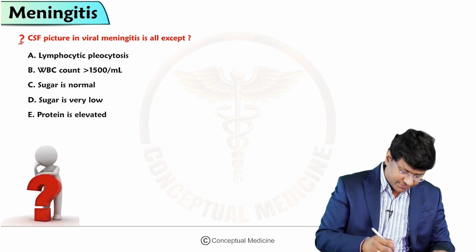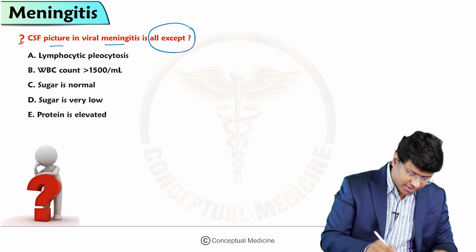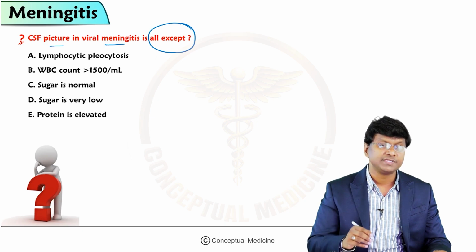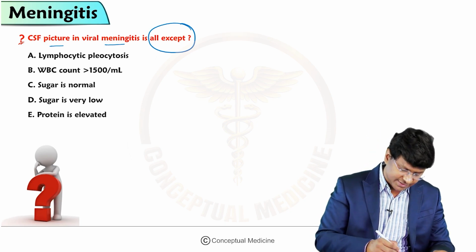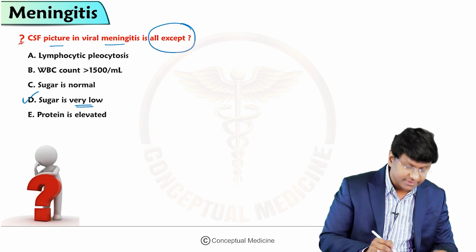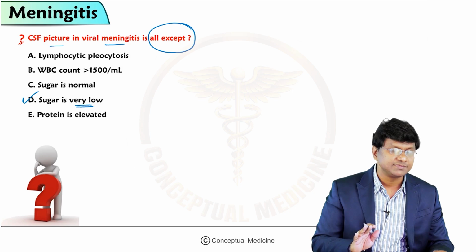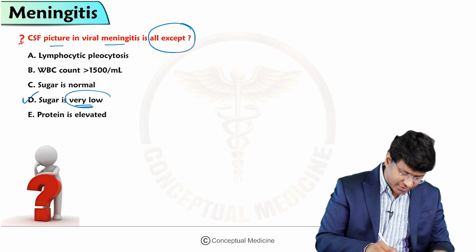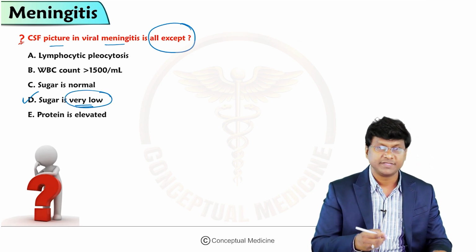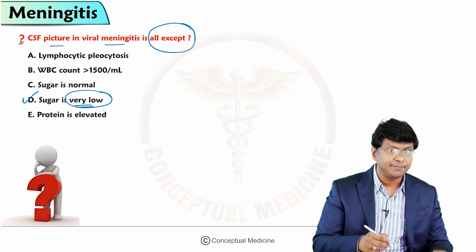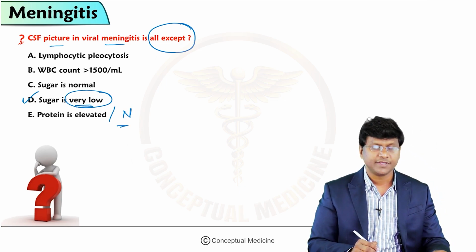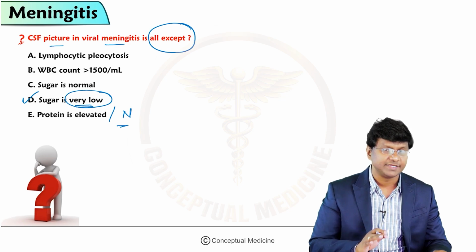Right? And next question. The CSF picture in viral meningitis is all except lymphocytic pleocytosis, WBC count more than 1500 cells per ml, sugar is normal, sugar is very low, proteins are elevated. Let me tell you, in viral meningitis, sugar is very low is a wrong statement. In viral meningitis, the organisms don't utilize the glucose. Sugar will be normal. Lymphocytic pleocytosis will be there, WBC will be elevated, sugar is normal, and proteins are either normal or elevated in patients with viral meningitis. So, this will be the CSF picture in viral meningitis.